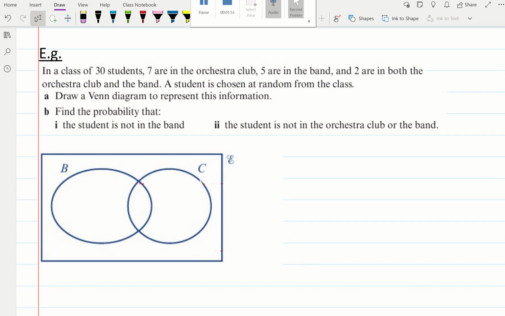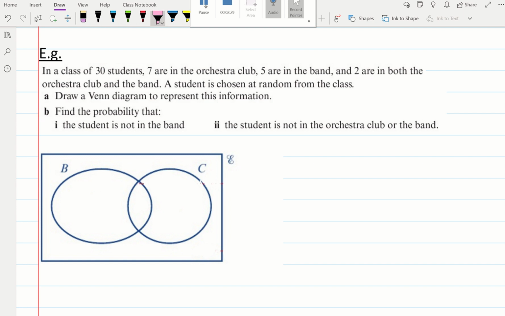Okay, so in a class of 30 students, 7 are in orchestra club, so C for club, 5 are in band, B for band, and 2 are in both orchestra club and the band. A student is chosen at random from the class. And the first question says, draw a Venn diagram to represent this information. They didn't really say whether they want it as probabilities or not, but you're representing the information rather than the probabilities. So we're going to simply put the information in.